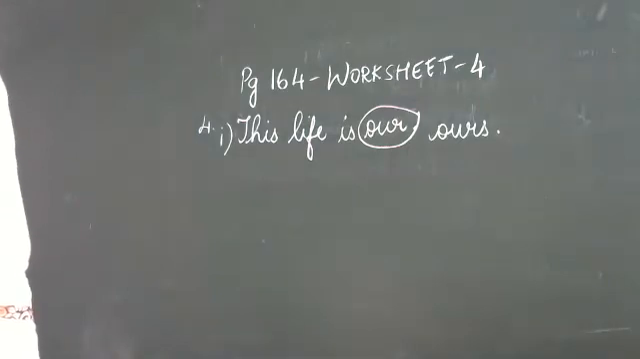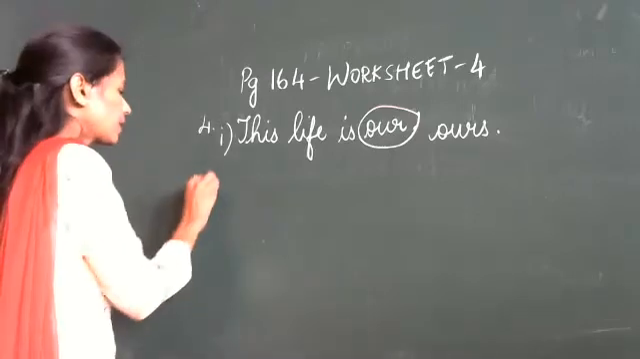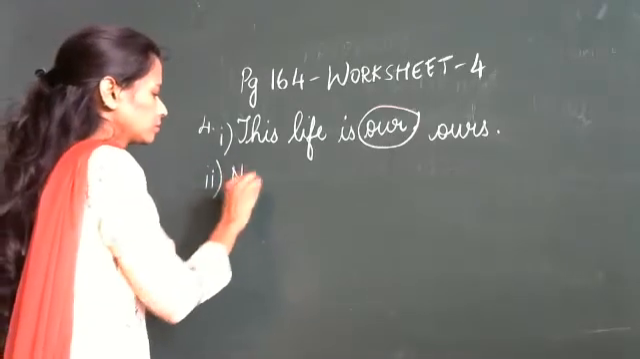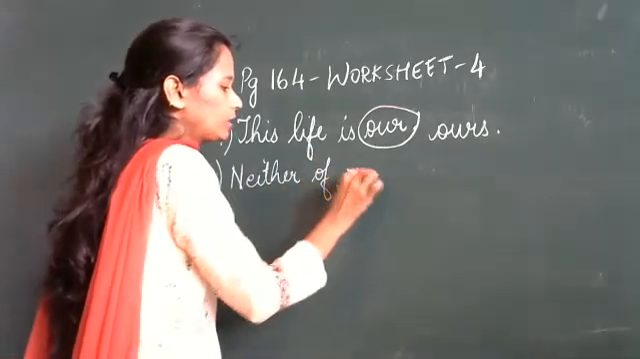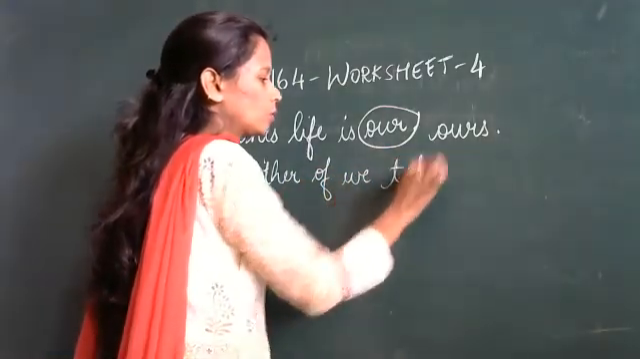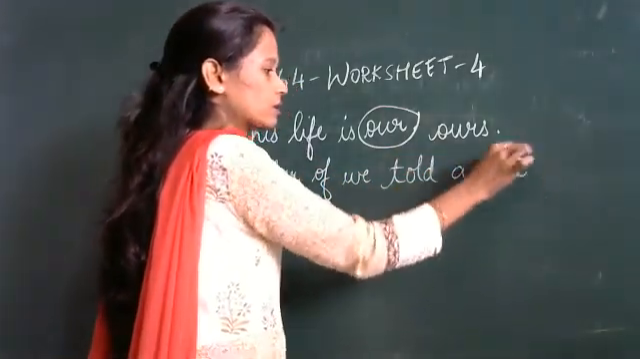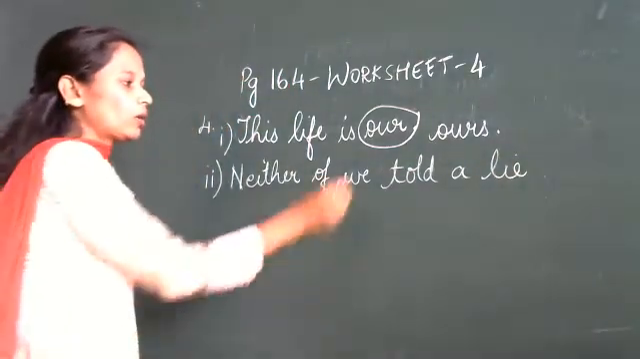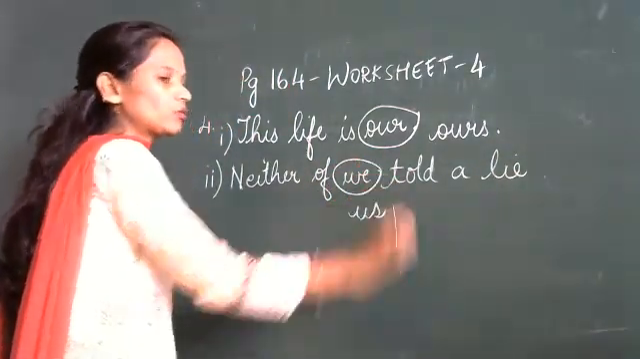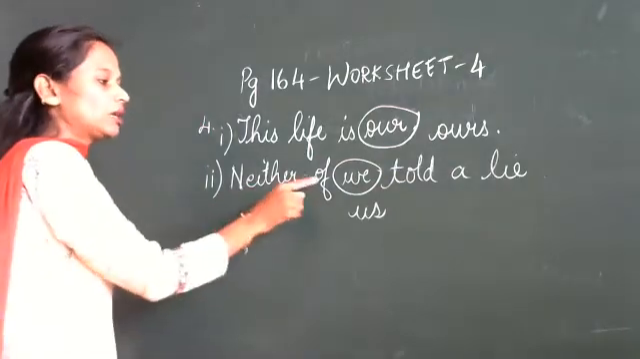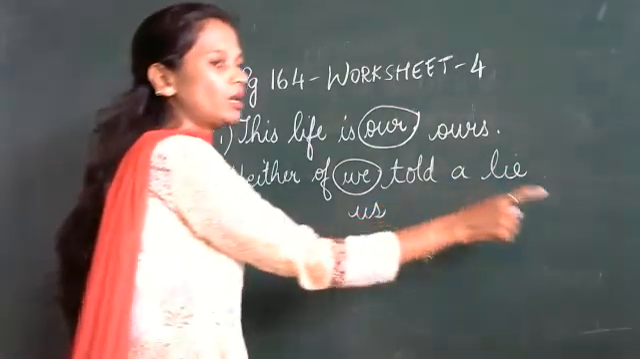Neither of we told a lie. Second one. Neither of we. Instead of we, we have written us. Neither of we told a lie. So this is incorrect. In place of we, you will use us. Neither of us told a lie.